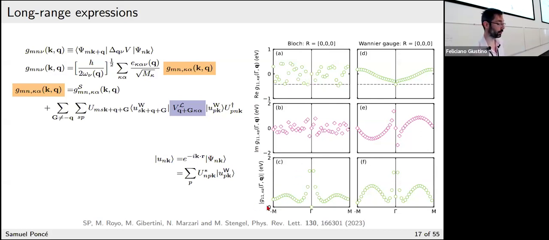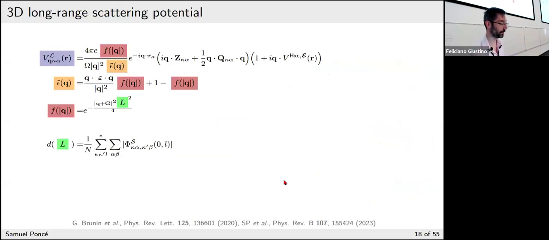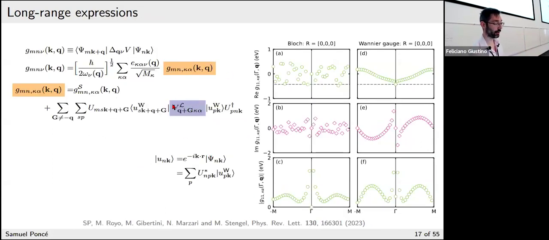Note that the absolute value is smooth, except at gamma, but the individual real and imaginary parts are not. Instead, if you do this rotation in the Wannier gauge, then you have something very smooth, again, except at gamma. And so this is much nicer for interpolation purposes.